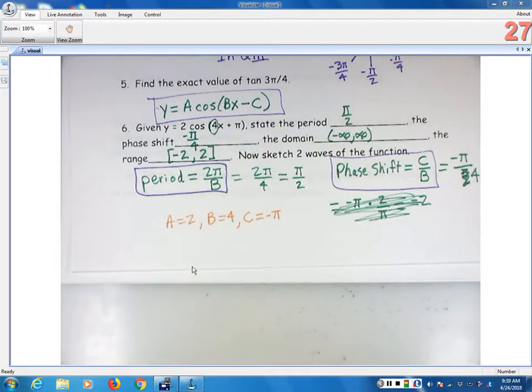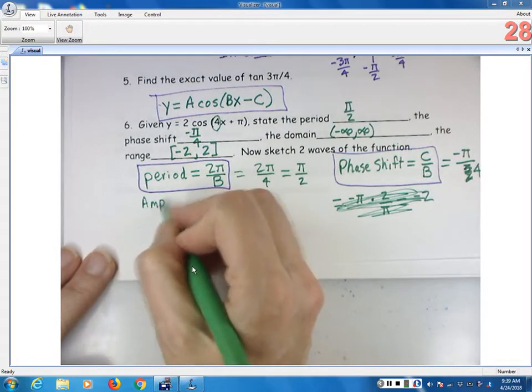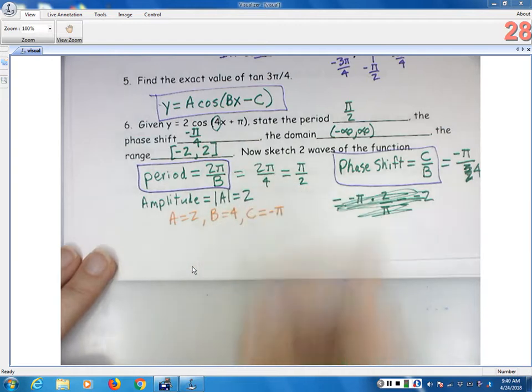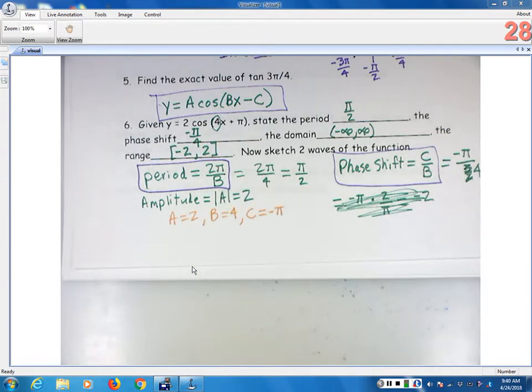And now you're going to sketch 2 waves of the function. Oh, well, let's sketch it. I didn't sketch it. Yes? Is the amplitude just the absolute value of A? Yes, if I ask for the amplitude, good question. The amplitude equals the absolute value of A, which equals 2 in this problem. We didn't ask for the amplitude, but we might ask for the amplitude.